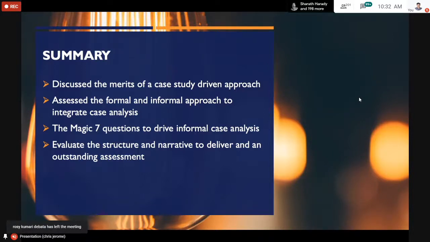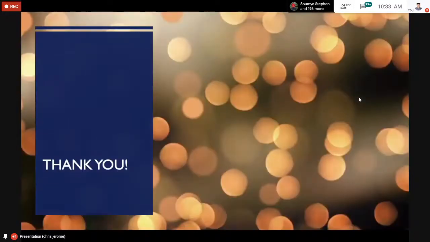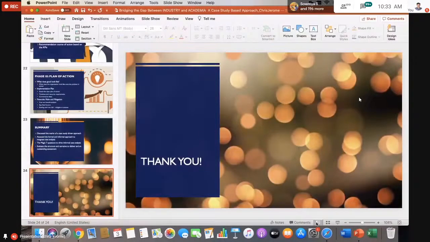And ultimately, with practice comes much more maturity in looking at case analysis, and also the ability to very clearly separate the problem from the issue. And this, what we identified, was the crux of having an outstanding case delivery. So that was it for me. I'm happy to take any questions that you have.